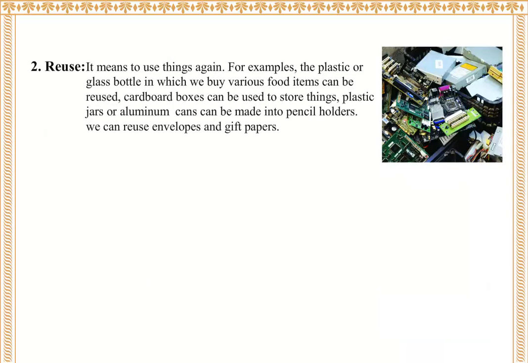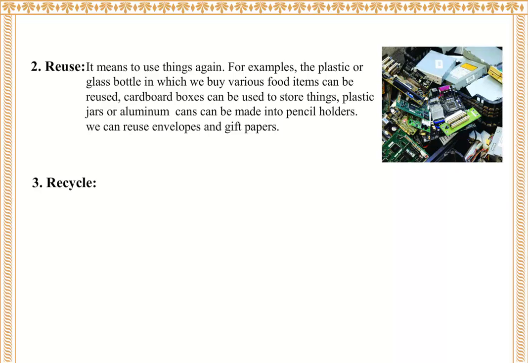2. Reuse. It means to use things again. For example, the plastic or glass bottle in which we buy various food items can be reused. Cardboard boxes can be used to store things. Plastic jars or aluminum cans can be made into pencil holders. We can reuse envelopes and gift papers.